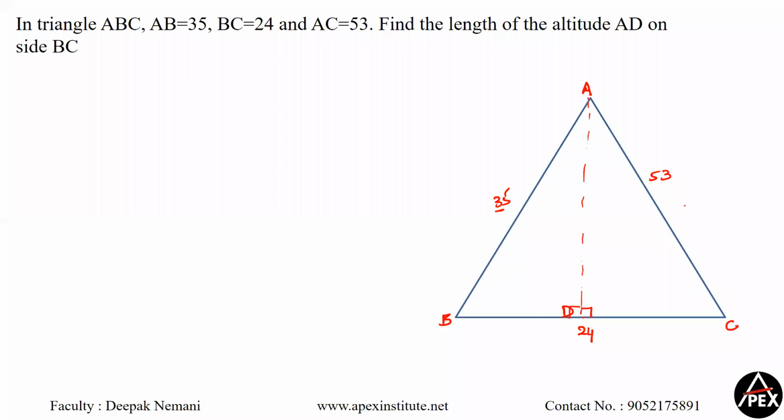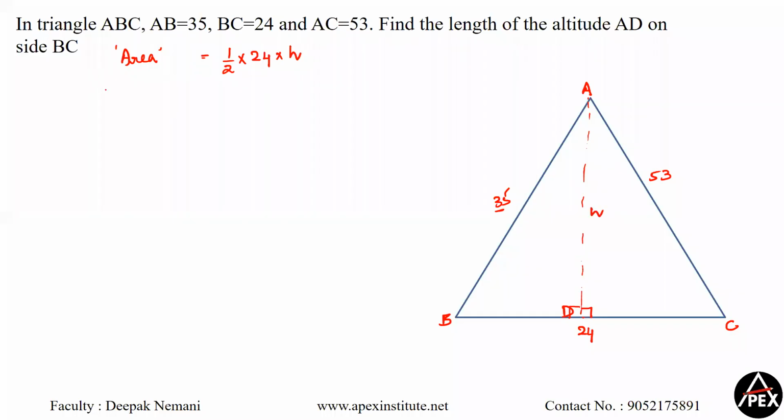Okay, but how are these three sides and altitude related? What is common between them? Area. Can we find the area of this triangle given with three sides? Yes, I can equate this area to half into base. So we want the length of this altitude AD, isn't it? So we take the corresponding base, which is BC, 24, into, let us say, its height h.